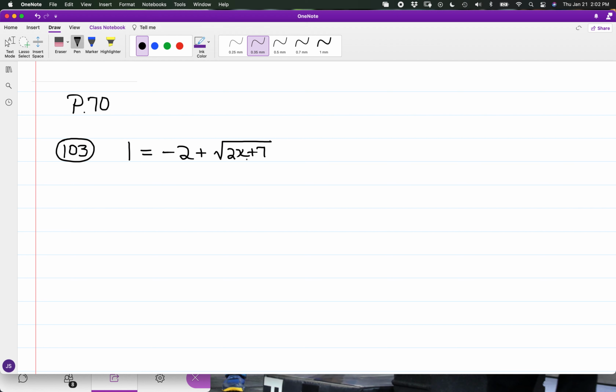If I look at isolating the radical expression, I can move the 2 over by adding to both sides. Undoing the presence of negative 2 by adding 2 to both sides, I'm going to have in the rewrite that 3 is equal to the square root of 2x plus 7.